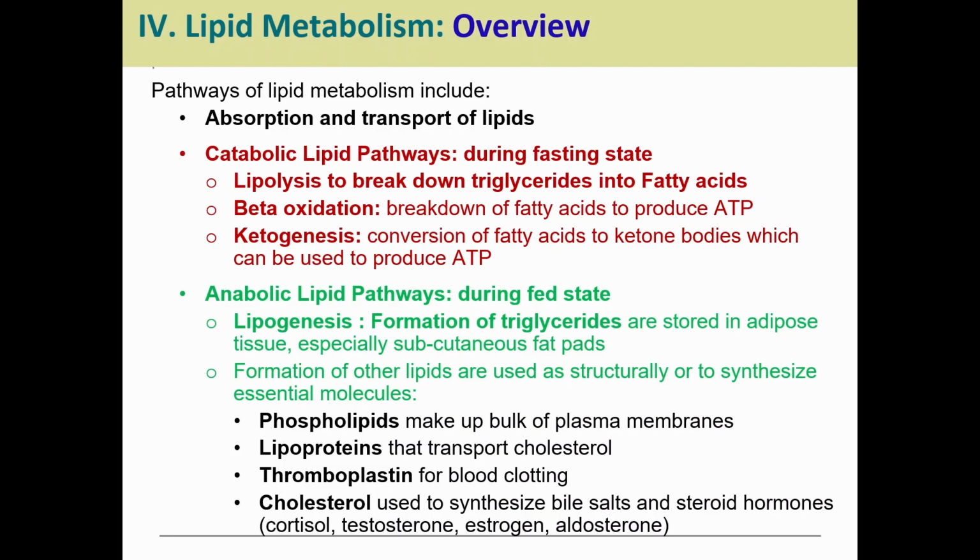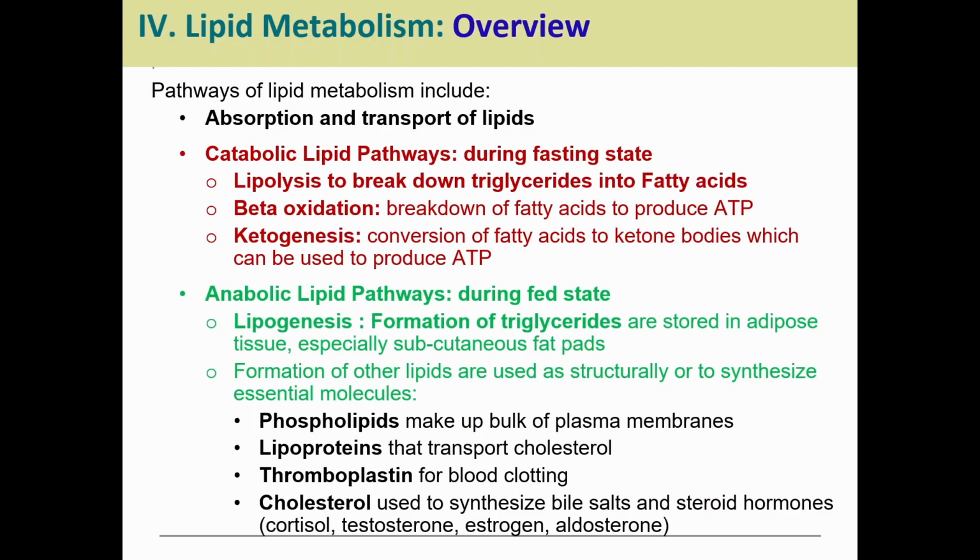So lipolysis, as the name implies, is going to split a lipid apart. So we're going to break something down from a triglyceride to its fatty acids. Beta oxidation, we can take those fatty acids to produce ATP. In ketogenesis, we're going to take the fatty acids and convert them to ketone bodies, which can also be used to produce ATP. So we can go one of 2 ways, basically, to use lipids to produce ATP. We can go through beta oxidation, or we can use ketogenesis.